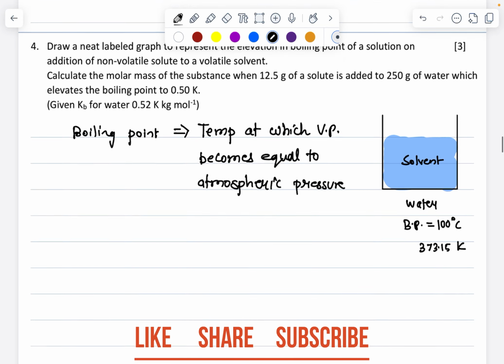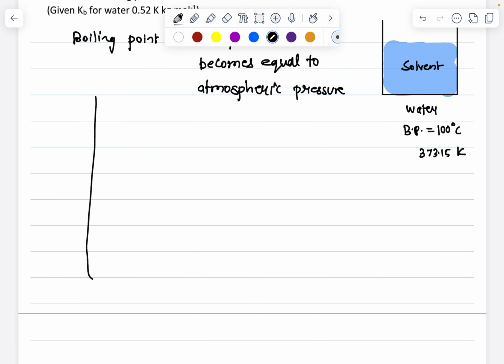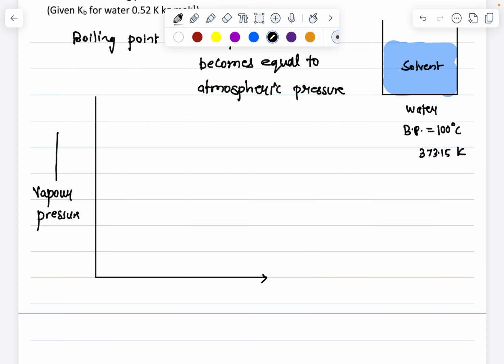Okay, what we'll do is I'll draw the graph. We'll start with the graph. What graph you are expected to draw? Let's say this is the axis I'm drawing over here. This is the other axis. On this axis it is vapor pressure, and on this side it is temperature.